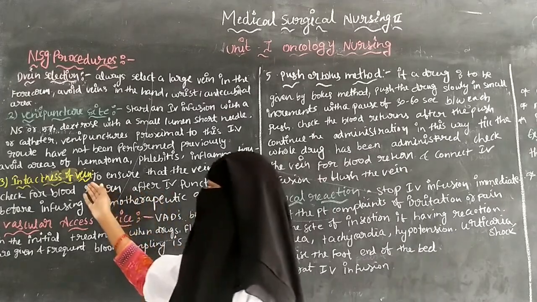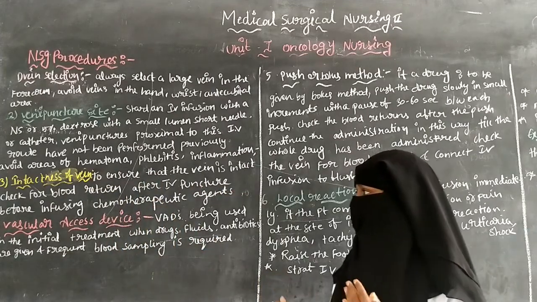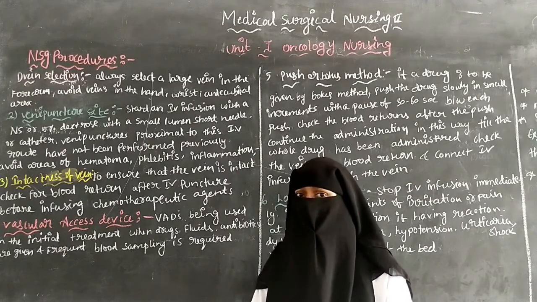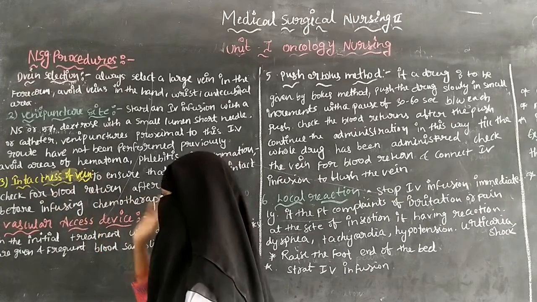Intactness of vein means there is no damage to the vein. We should check whether any damage has occurred, and we should not do any damage to the vein. So that is the intactness of vein.